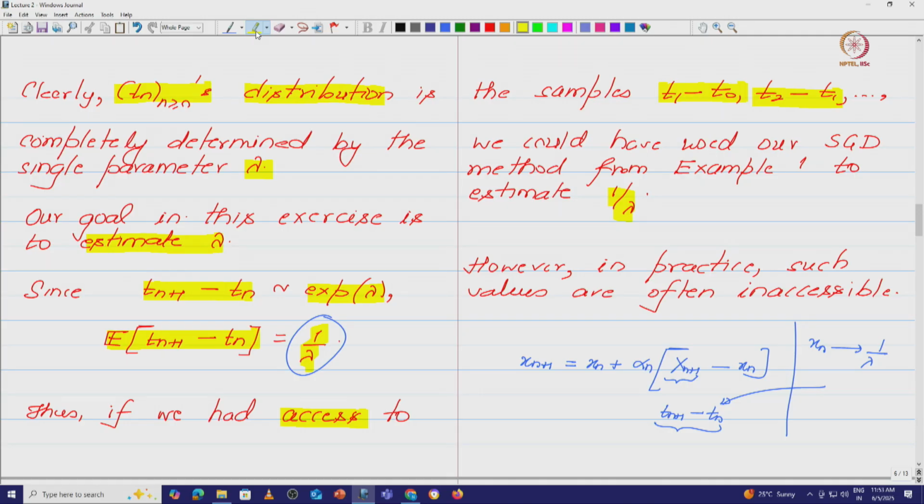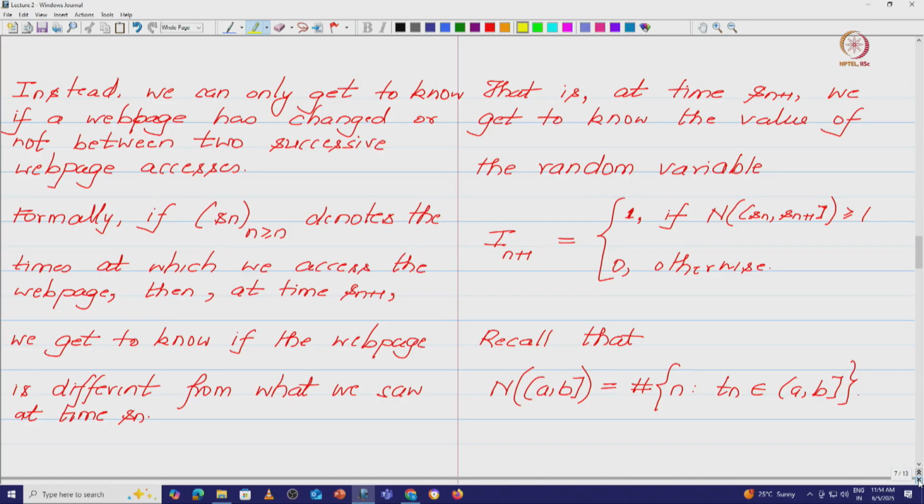However, in practice, such values, by which I mean T1 minus T0, T2 minus T1 and so forth, will often be inaccessible. And the question is, in such a scenario how can we estimate lambda? If you cannot access T1 minus T0, T2 minus T1 and so on, what can we instead access? This is a practical difficulty. No web page may share the times at which it changes.